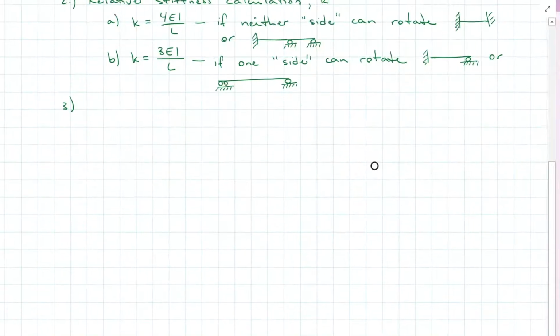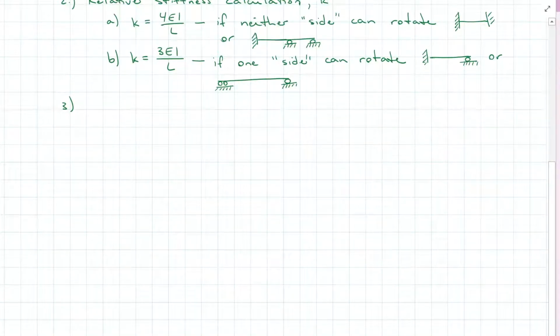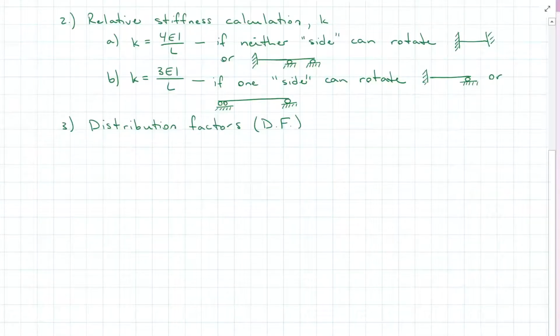The third step is the distribution factors. The distribution factors are going to equal the relative stiffness factor over the sum of the relative stiffness factors that come to that one joint. Step 4 is we're going to now put one joint in equilibrium.